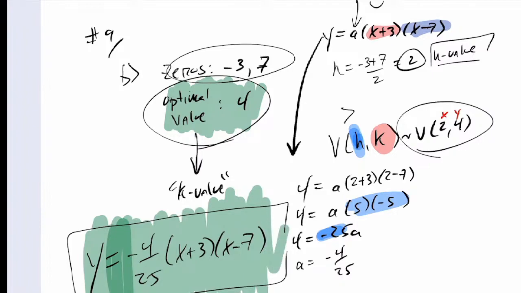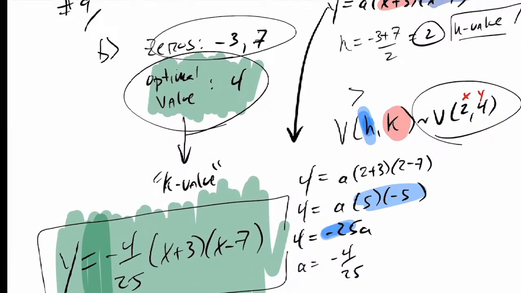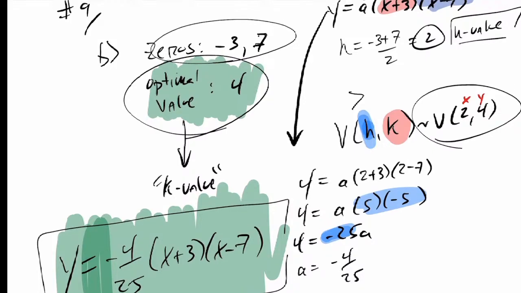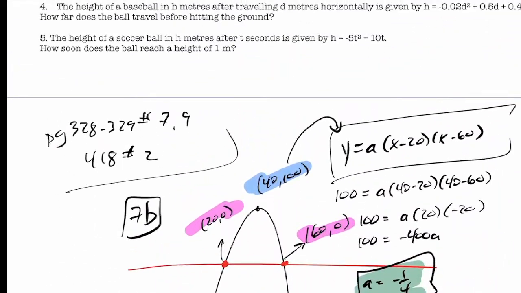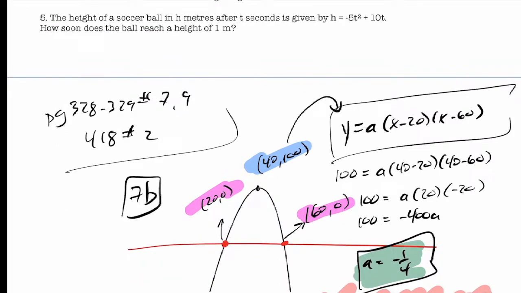Mohammed, we good? Yuppers. Okay, well anyways, there's some questions from 7 and 9. 418, Mohammed, 418, number 2.